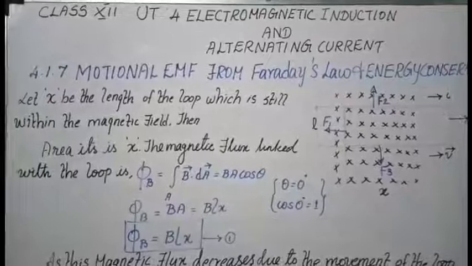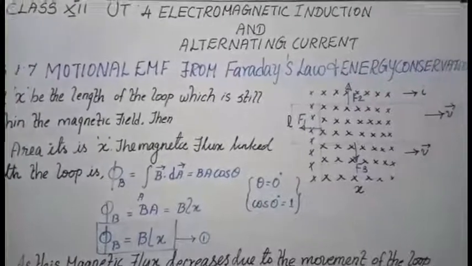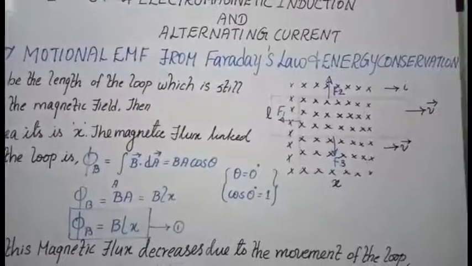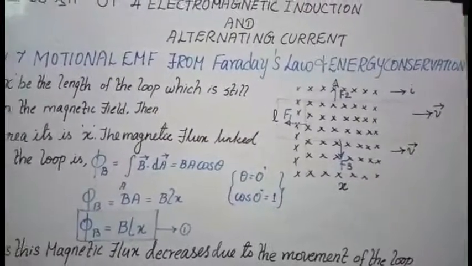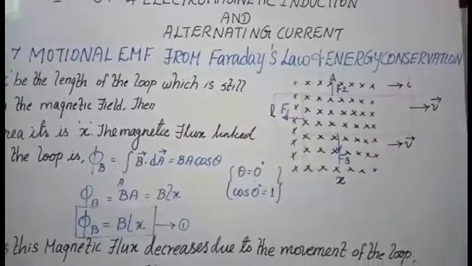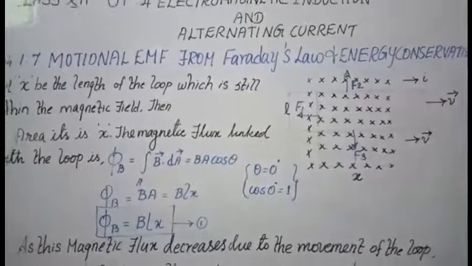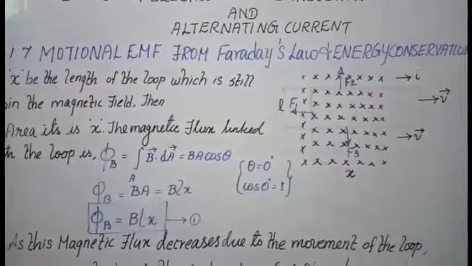Let x be the length of the loop which is still within the magnetic field. Then its area is lx. The magnetic flux linked with the loop is phi_B is equal to the integration of B vector dot dA vector, that is equal to BA cos theta.